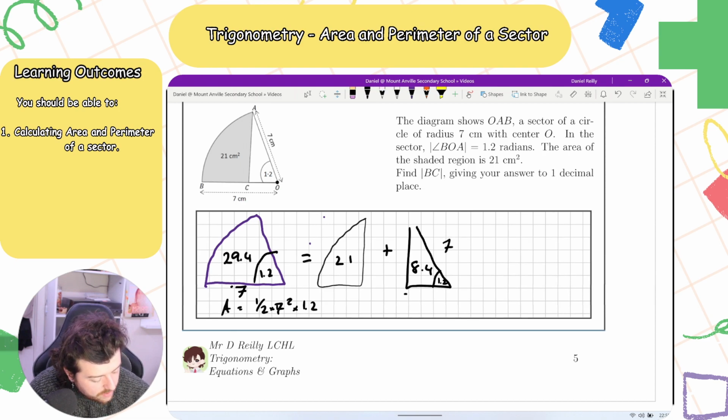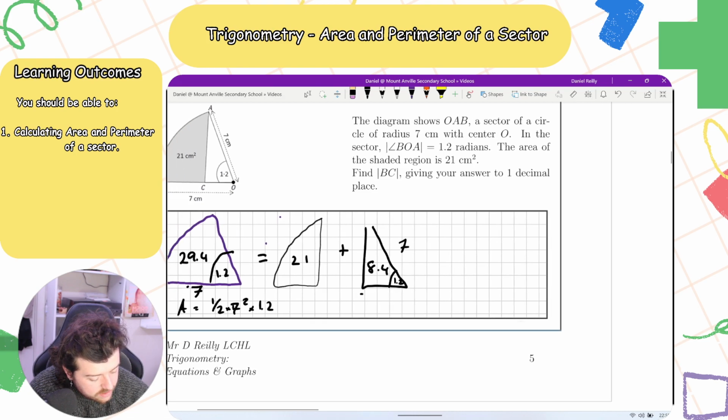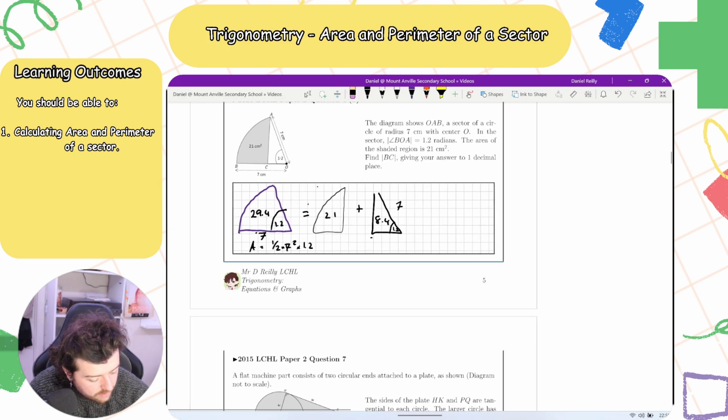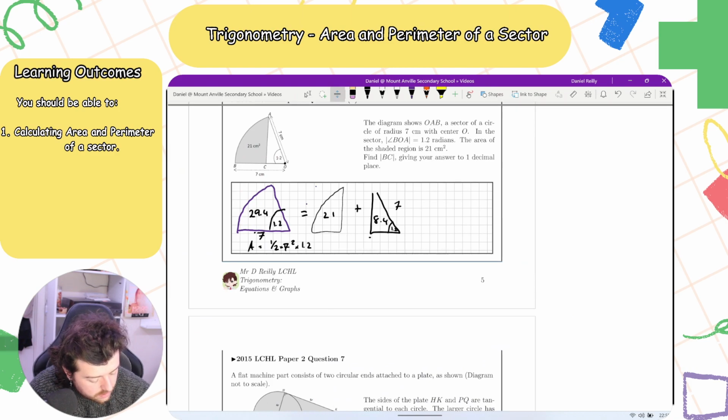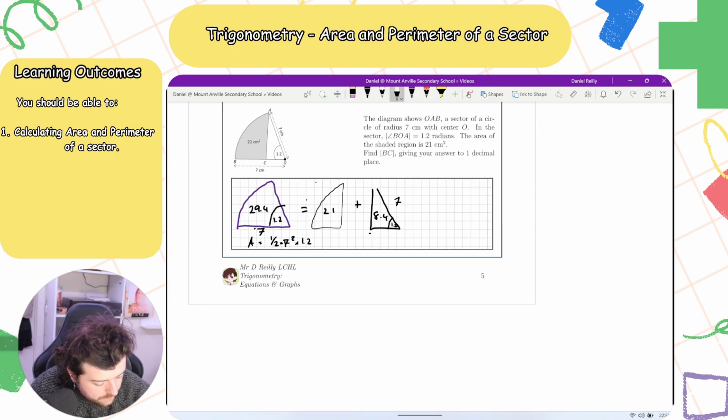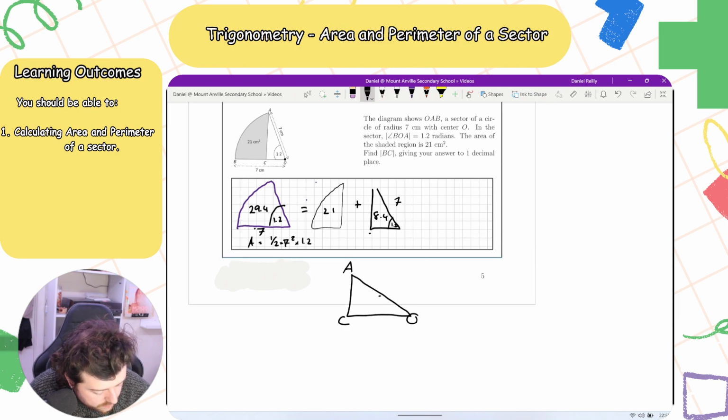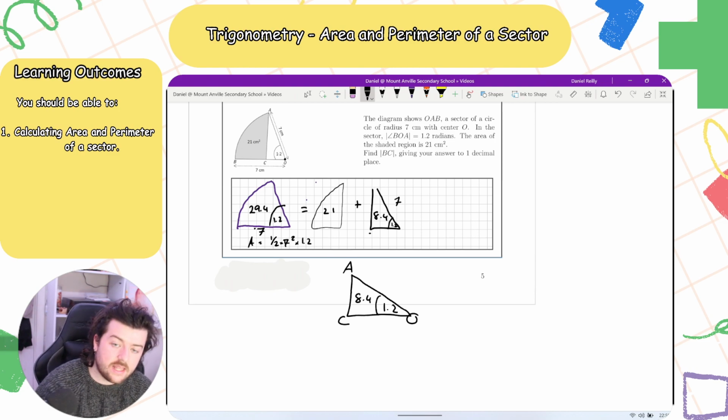CO. So let me just draw this out somewhere else now. Let me just extend the page. So I have the triangle ACO. That's 1.2, and the area is 8.4. This side is equal to 7. I want to find this side. I want to find side CO because that will help me find BC. Because if I just take that away from 7, it will give me BC.